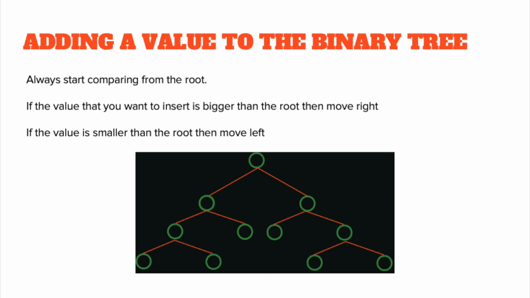So how do you add a value to the binary tree? Always start by comparing the root, and then if the value that you want to insert is bigger than the root, then you move right. If it's smaller than the root, then you move left. So there is going to be an element of selection here.